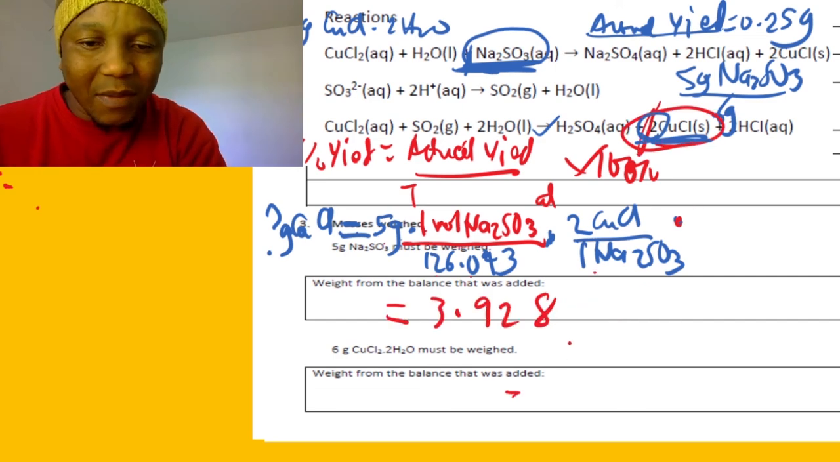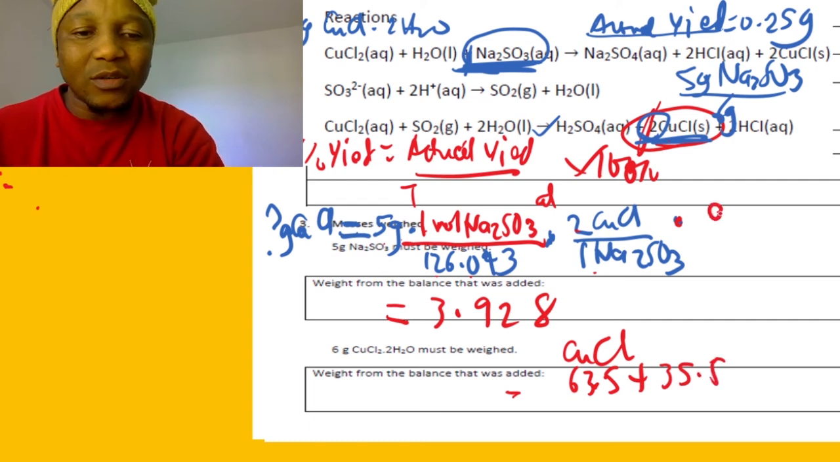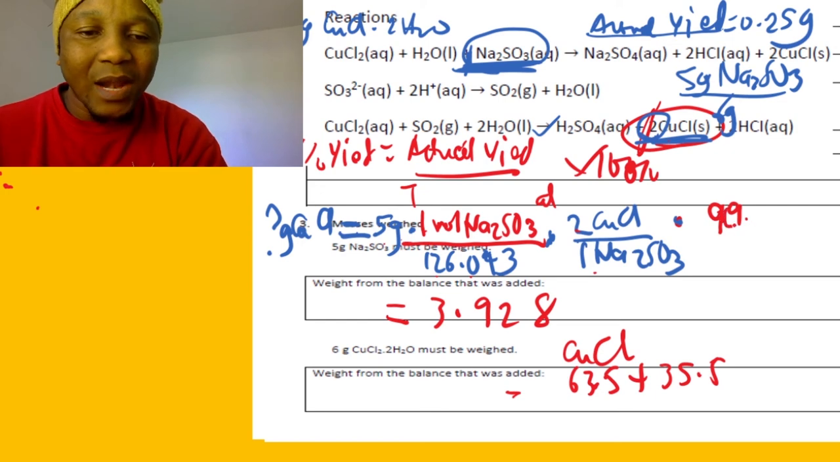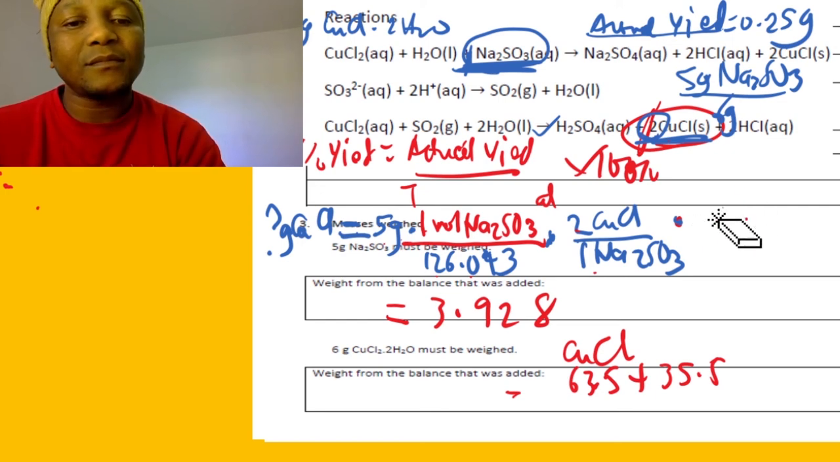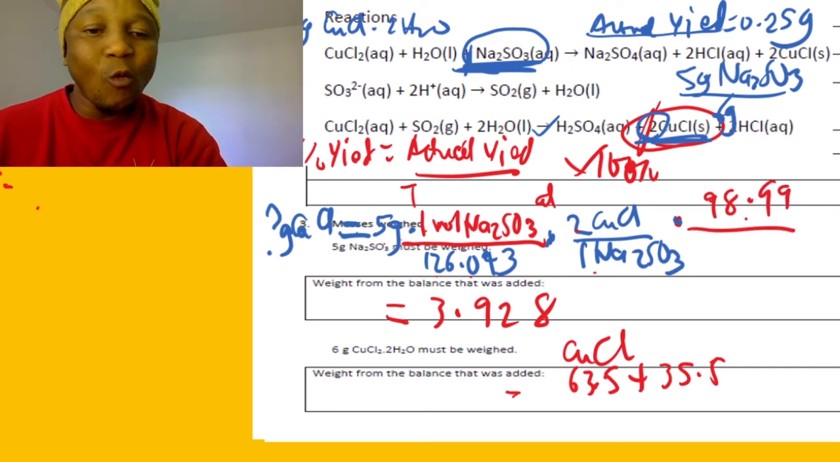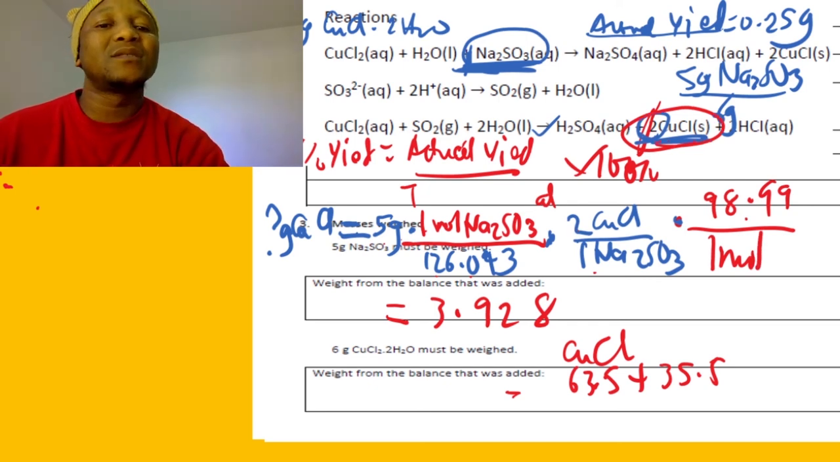This means to say the molar mass of copper. Look, it's copper chloride. Copper is 63.5, you know how to get there, and chloride is 35.5. You can add it. You want to get what? 98.99 over, and then you say 1 mole of that, what? Copper chloride. See what I'm saying?